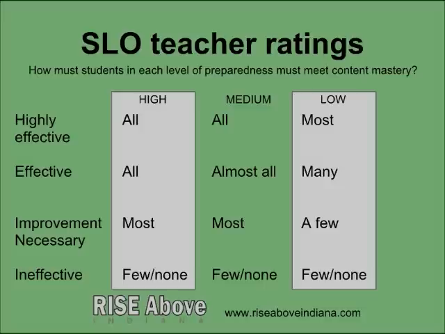For a teacher to be rated effective, all students in the high level, almost all students in the medium level, and many students in the low level must achieve content mastery. To be rated improvement necessary, most students in the high and medium levels of preparedness and a few students in the low level must achieve content mastery. And to be rated ineffective, few or no students achieve content mastery at all.